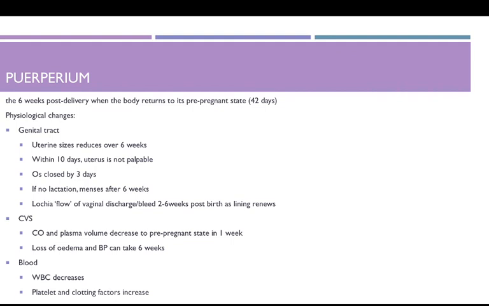If you're not lactating, then you get your period after 6 weeks, and you get like a flow of vaginal discharge and bleed for 2 to 6 weeks post-birth as the lining renews. Okay, so to do with the cardiovascular system, your cardiac output and plasma volume decrease to pre-pregnancy state within 1 week. You get loss of edema and blood pressure returns, and the return of blood pressure to normal can take 6 weeks. Your white blood cells decrease. You get platelet and clotting factors increasing in this time.